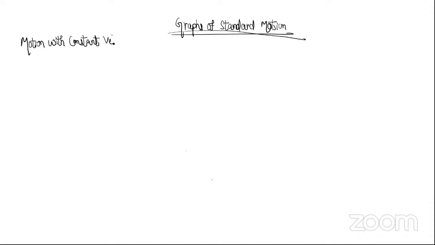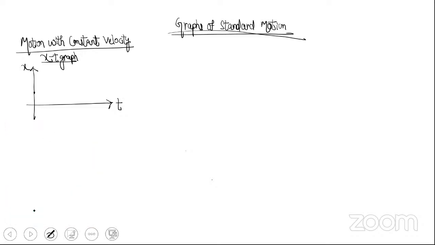Motion with constant velocity. That means velocity is constant, isn't it? तो इसका xt ग्राफ कैसा होगा? ये है x, ये है t. बताओ कैसा होगा xt ग्राफ? If velocity is constant, that means it will be straight line. Like this. Can it be like this? Can it start from origin? Yes. Can it start from origin and go like this?